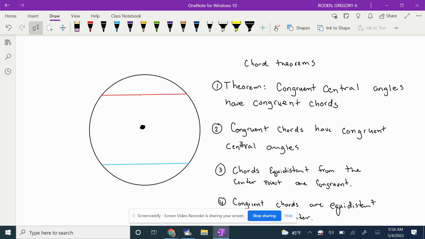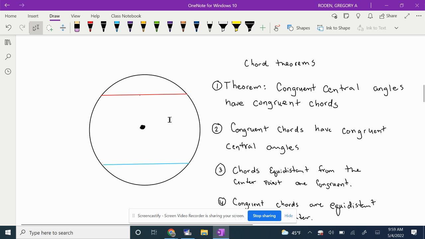Okay, so a couple things we want to talk about. We're talking about chords and radiuses and diameters. We're going to be looking at chords today, and we're going to look at the relationship between chords, radiuses, and diameters. Okay, so the first one, and these are pretty obvious things. The first one says congruent central angles have congruent chords.